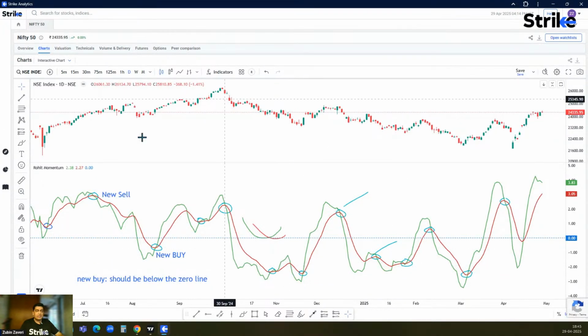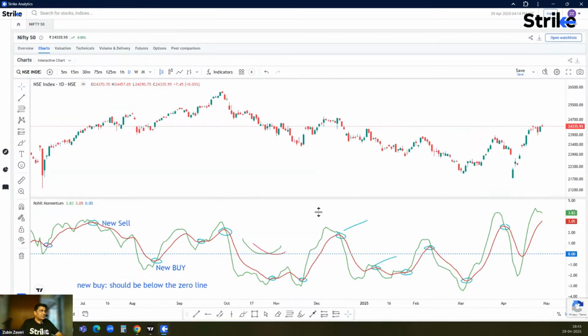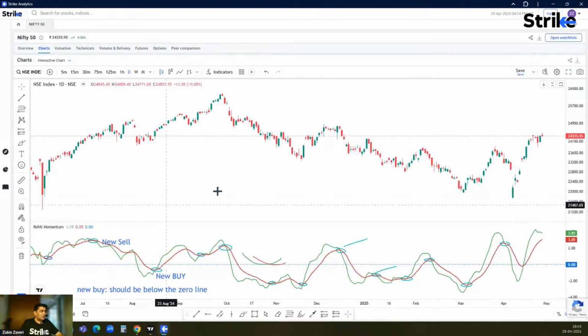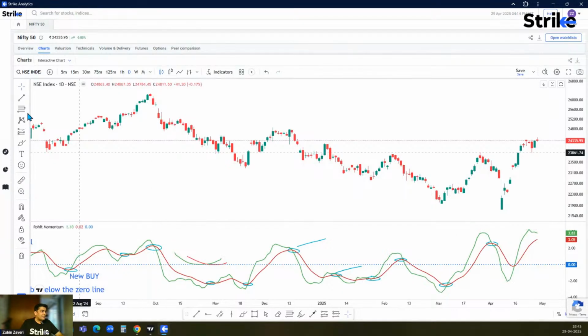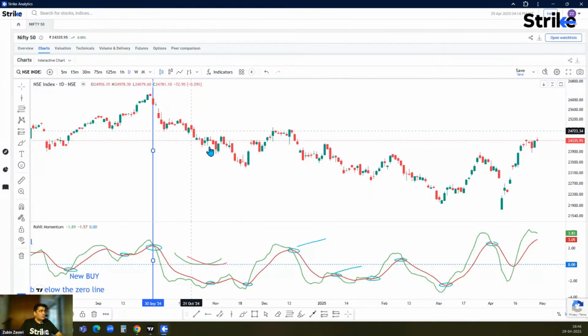All right. So let's analyze this Nifty chart itself over here. This is a daily chart of Nifty, and let's analyze this particular new sell signal over here. I'll mark a vertical line. So this was the day, 30th of September. Nifty came down over here, and RMI generated a new sell signal, and from there you can see there was a nice amount of correction that came in.